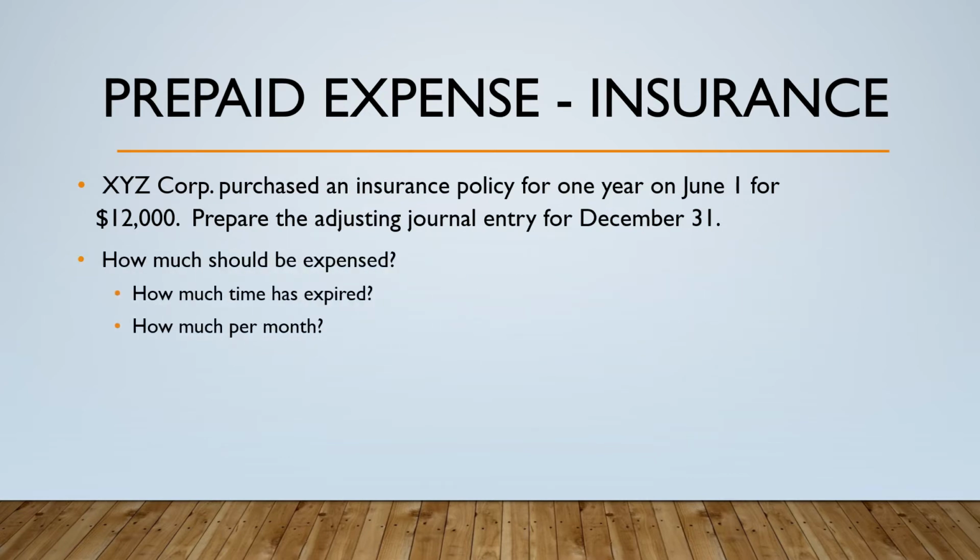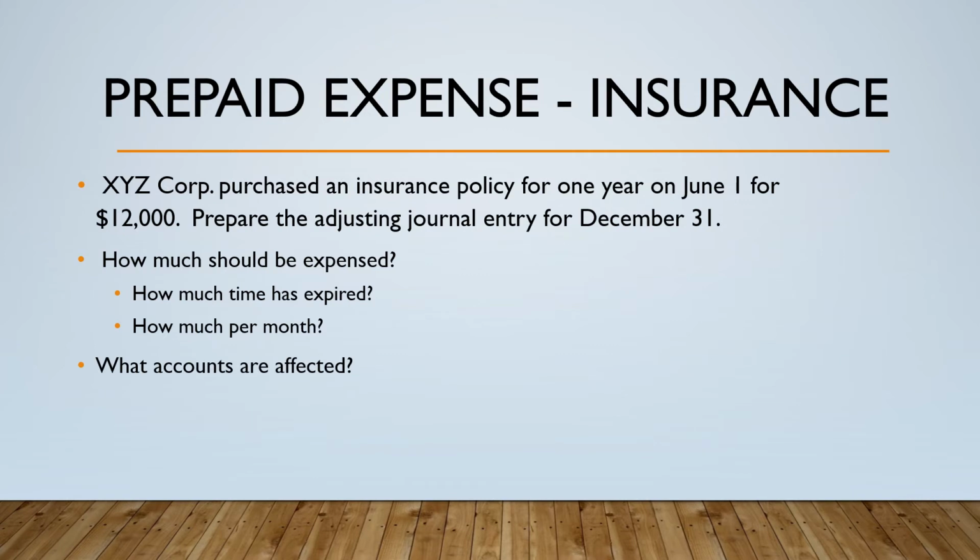So what we need to know is how much should be expensed. And the way we figure this out is we look at how much time has expired. So if we're looking at June 1st through December 31st, that's going to be 7 months because we have June, July, August, September, October, November, and December. The next question is how much would we be using per month? Well, the total expense is $12,000. We would then need to divide that by the 12 months. And that means it's $1,000 per month. Therefore, the total used would be $7,000.